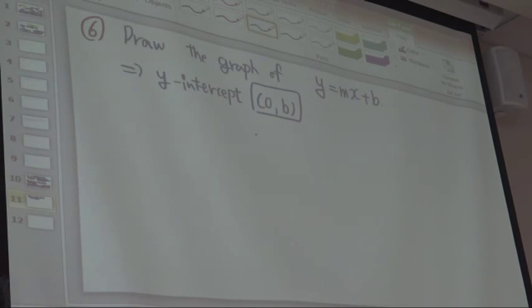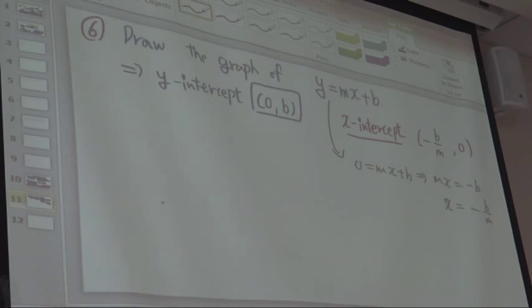Now to draw the graph of the straight line, if we know the y-intercept and just one more point, because we only need two points to draw the line, right? The one more point is the x-intercept. The x-intercept is when the y value is equal to 0. So plug in y equals 0, then we have 0 equals mx plus b, which means mx equals negative b, so x is equal to negative b over m. So we have an x-intercept and a y-intercept.